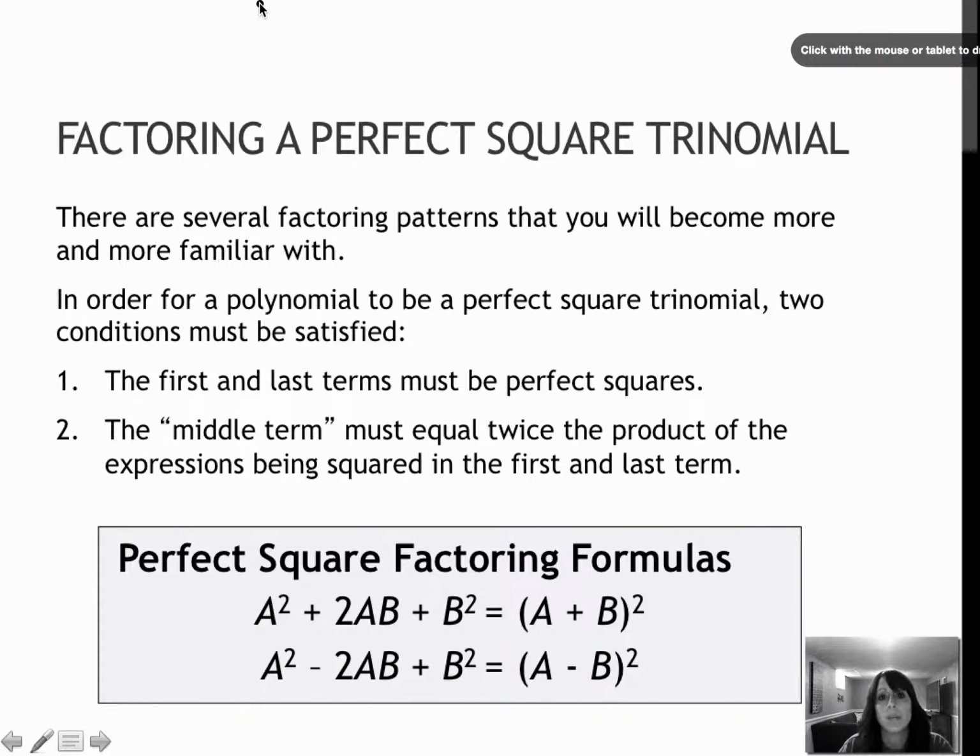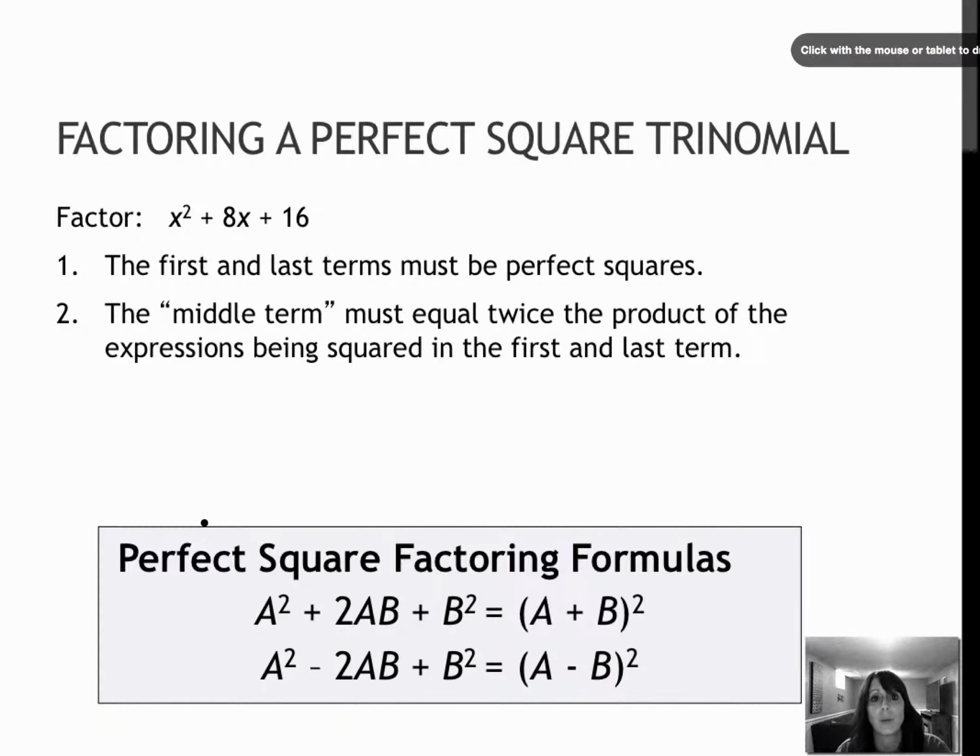In order for it to be a perfect square trinomial pattern, you have to have the first and last terms be perfect squares, and the middle term must equal twice the product of those two. So this doesn't really make sense until you actually do a question. I've kept that at the bottom of each of your slides so that you can see it as we go through. So let's look at this first one.